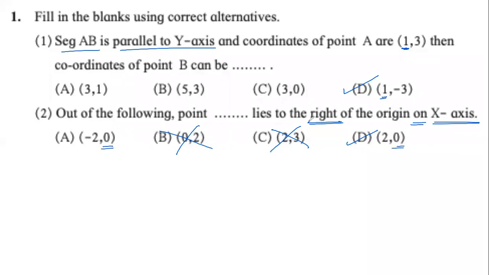Now the second condition is that the point has to be on the right-hand side of the origin. So for all the points that are on the right-hand side of the origin on the x-axis, the x-coordinate will be positive. The x-coordinate will be positive, which is 2. So the correct answer is 2, 0.